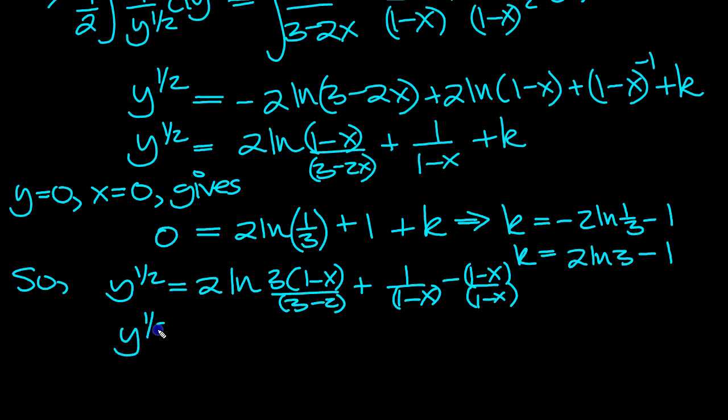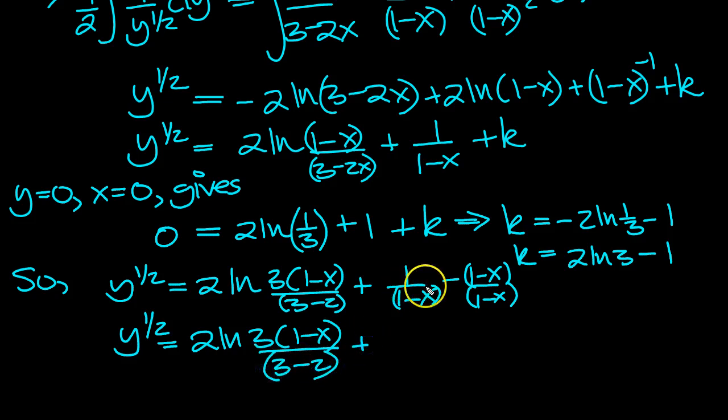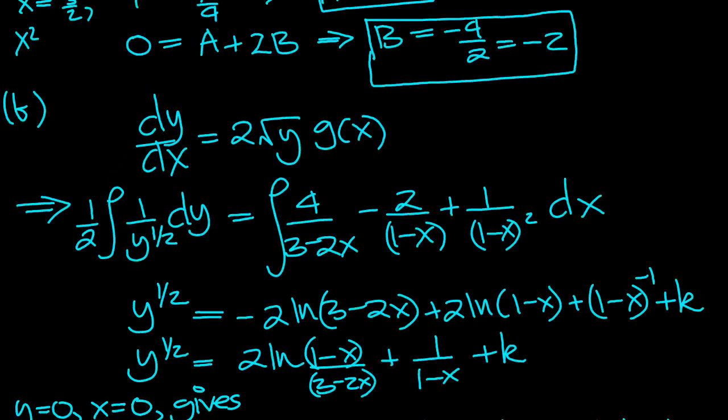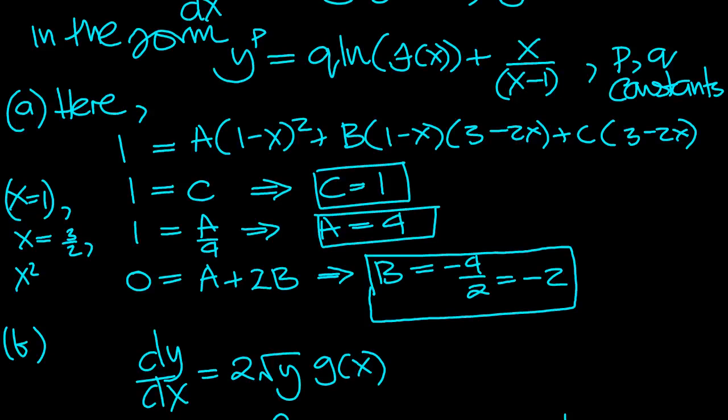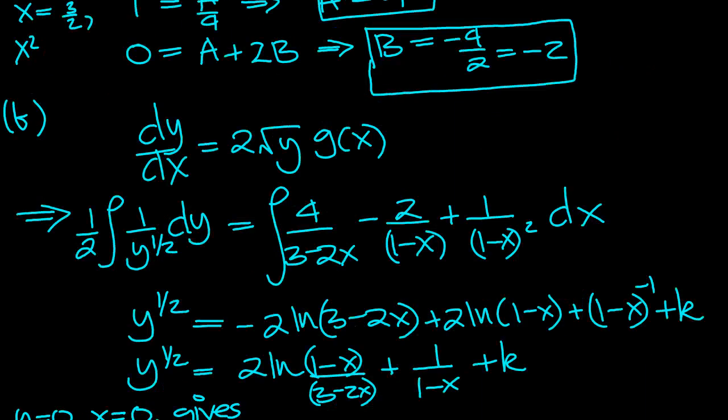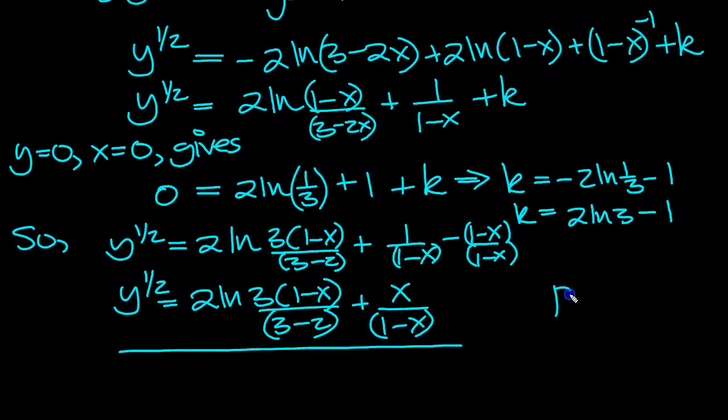Then I'm just writing the minus 1 so that I can collect the fractional terms together as this over this. So y to the half then is 2 ln 3 times 1 minus x over 3 minus 2x, plus, now here we've got 1 minus 1 goes, but plus x is what's left because there's a minus runs through both terms, over 1 minus x. So there's our final answer then, and if we compare it with what we've got above, looks good. P will be a half, Q will be 2. P is a half and Q is equal to 2 in the above.